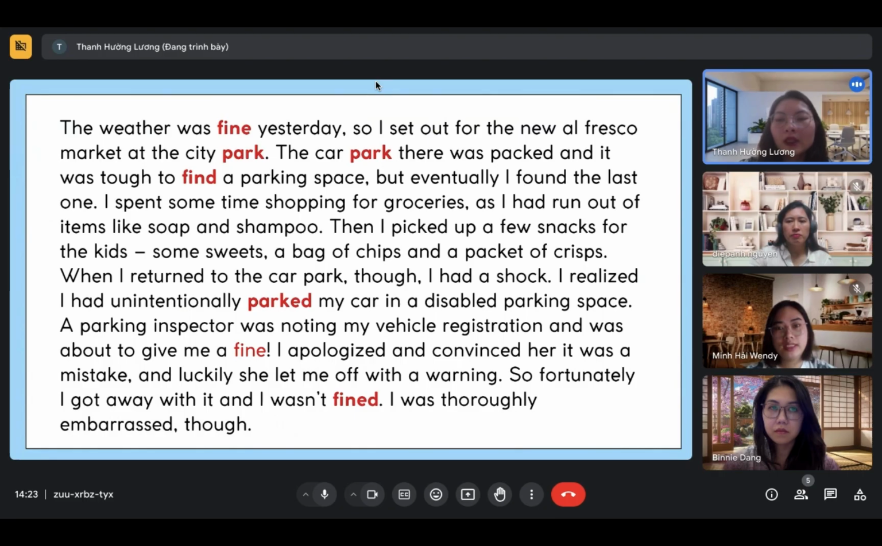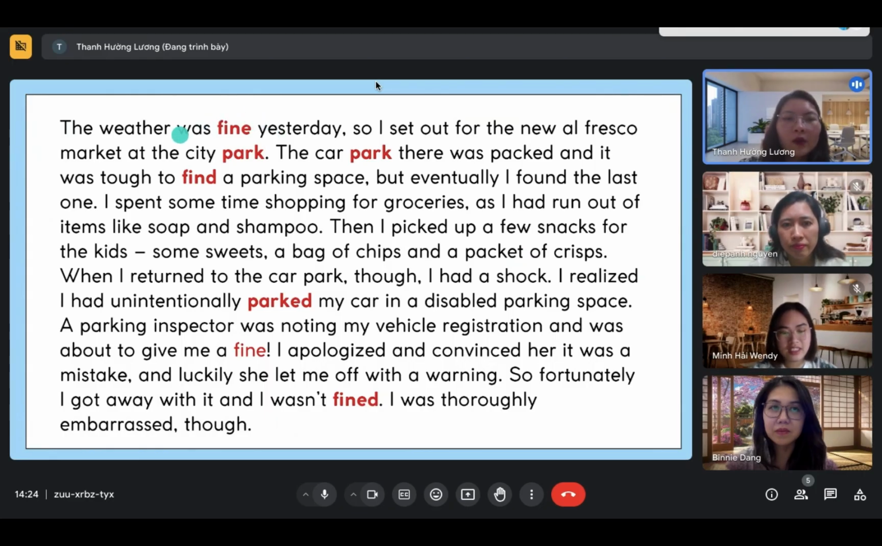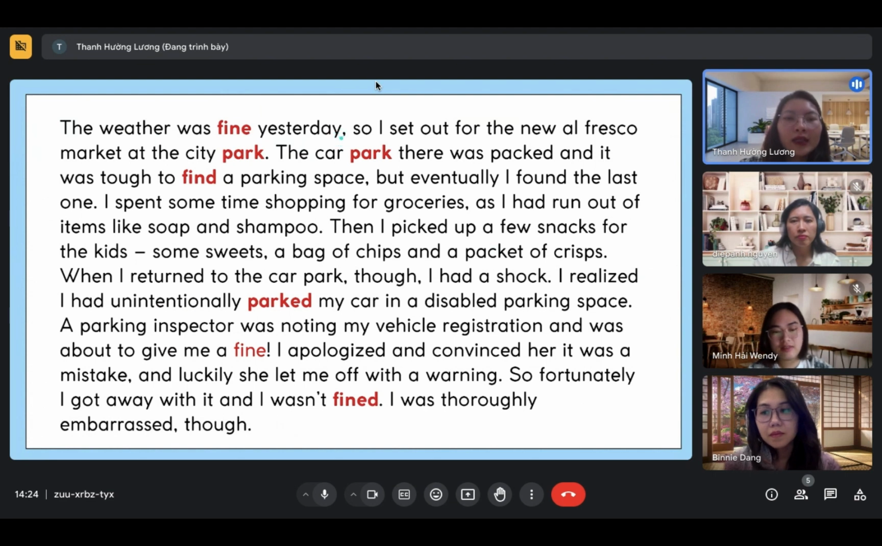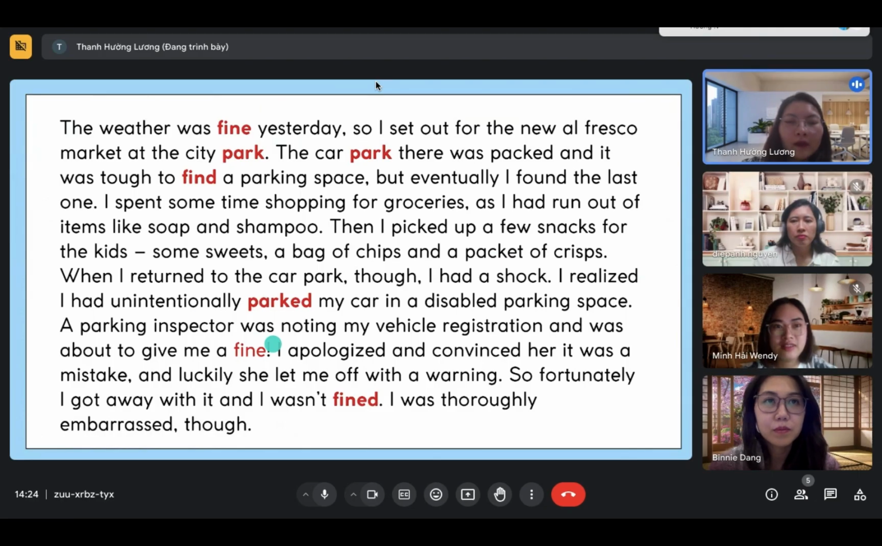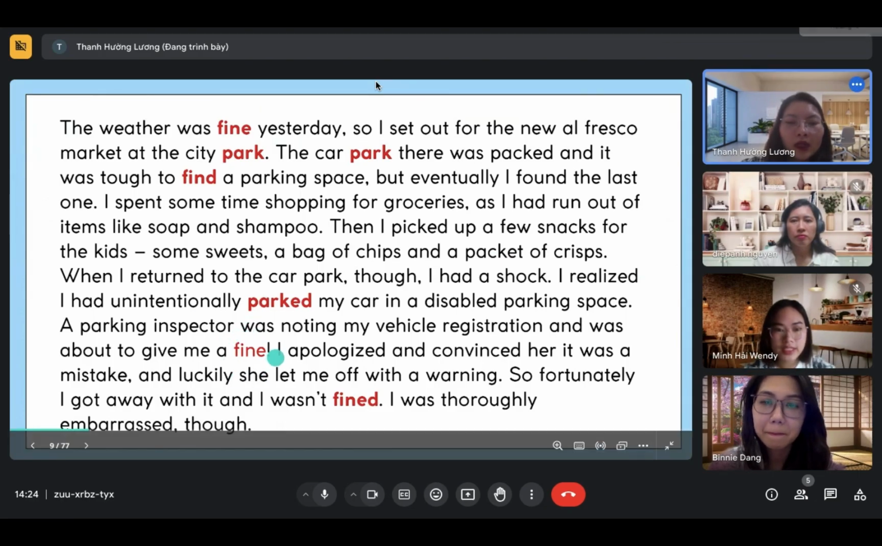The next problem that students may face is that, as you can see on the screen, there are some words that have similar spelling, but their meanings are different. For example, the weather was fine yesterday. So the word fine in this context is an adjective, and it means good. But in the last part of the reading text, we can see give me a fine. So the word fine here is a noun. And in the last part, it was I wasn't fined. So fined here is a verb and it has a different meaning.